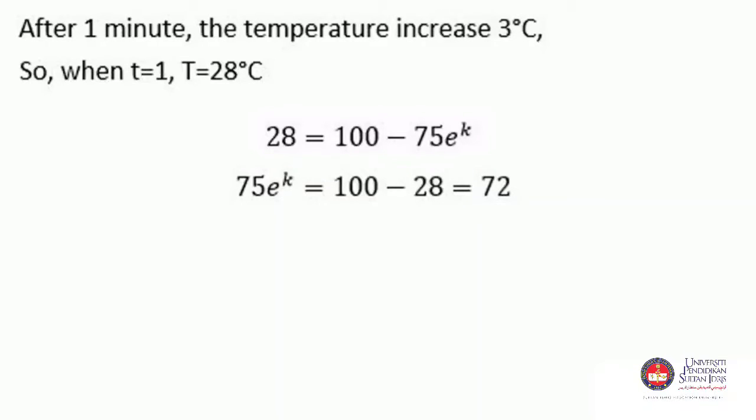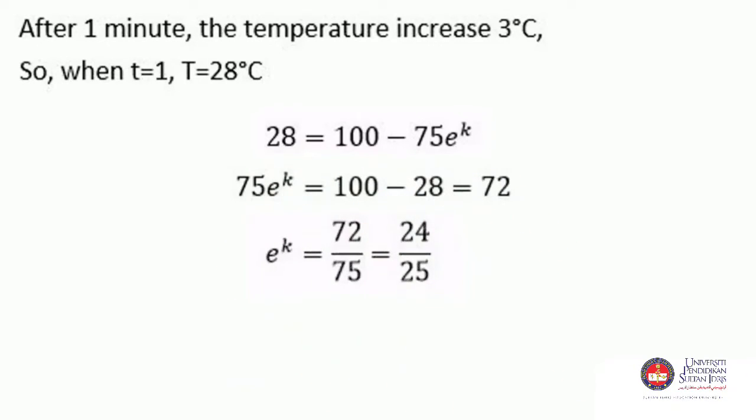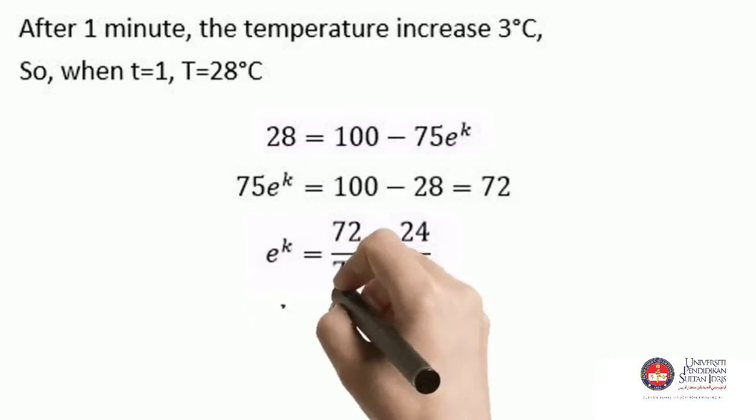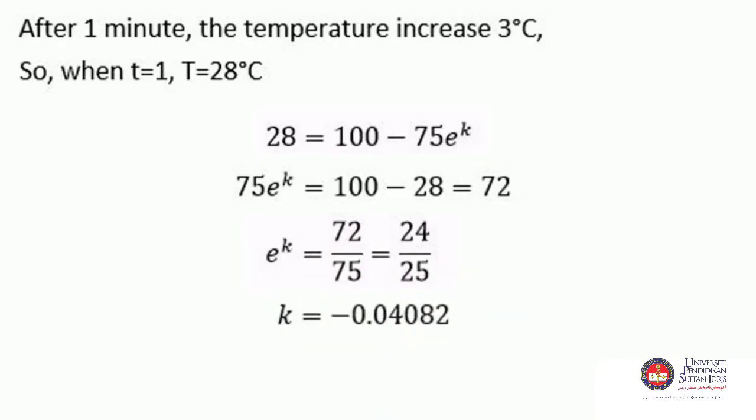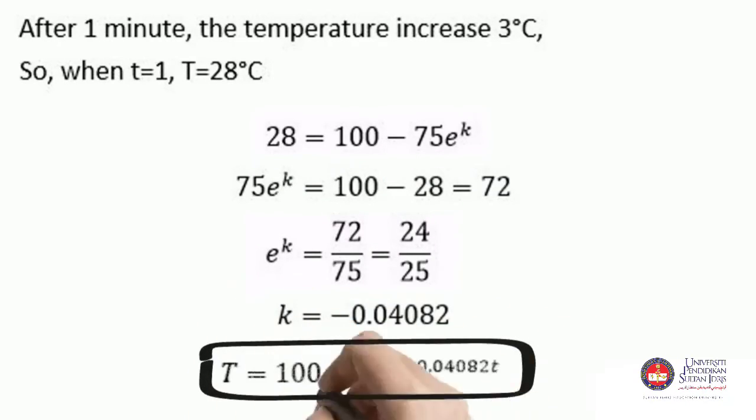Next, we divide by 75 on both sides and we get e to the power of k equal to 72 over 75 equal to 24 over 25. And we take ln of both sides and we get k equal to negative 0.04082. So, the final equation we get is T equal to 100 minus 75 times e to the power of negative 0.04082t.